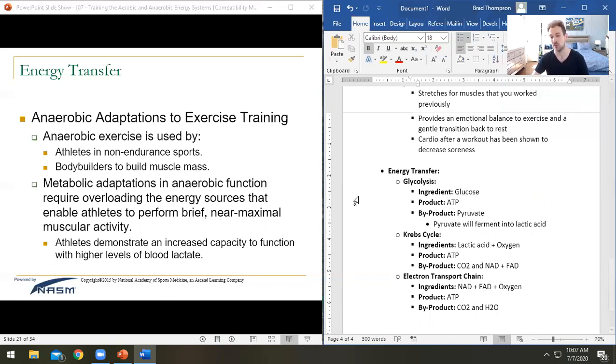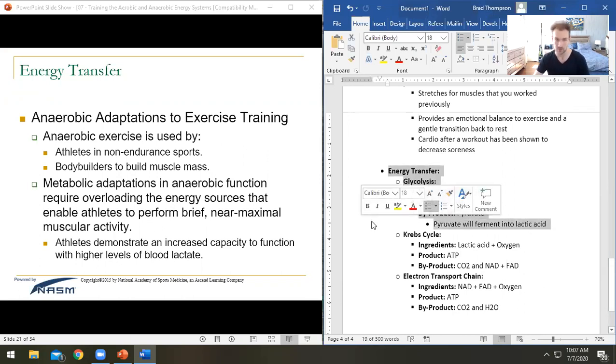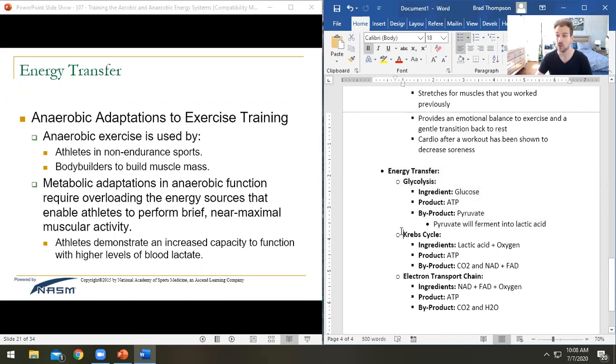And that's why it's so important to remember that you have this happening underneath these other two cycles constantly. So anaerobic adaptations to exercise, right? We're going to develop that in non-endurance sports or bodybuilders, right? So if we are training anaerobically, we start metabolism and then we stop before we get to the Krebs cycle, right? That is the type of person that we're training when we're training an athlete or a bodybuilder. We're developing either explosiveness or muscle mass. So your metabolic adaptations require overloading that energy system.